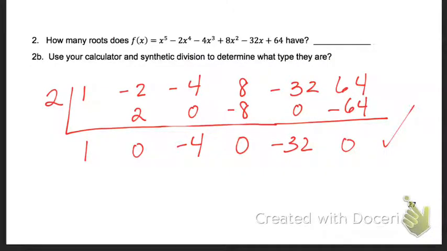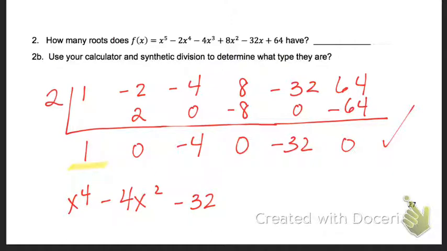Okay, so here's what I got on the bottom: 1, 0, negative 4, 0, negative 32. How do I write that into an equation? This is x to the 4th, x^4 minus 4x squared, minus 32.